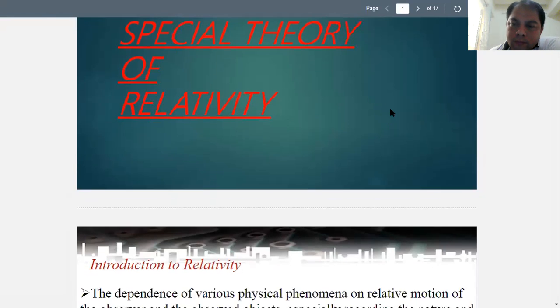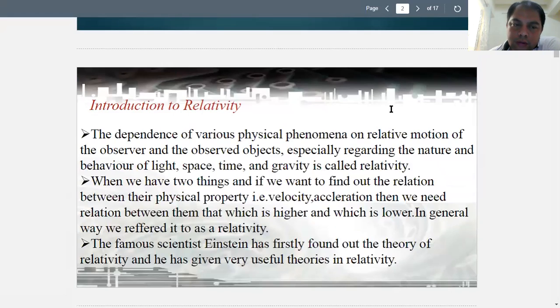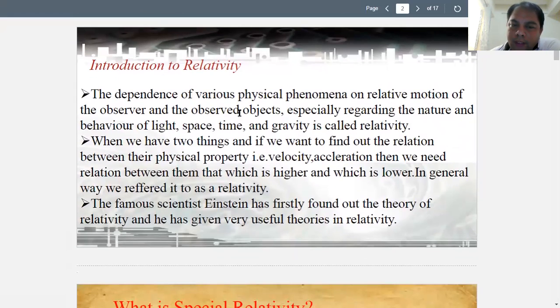Okay, so we will try to relate that to our idea of relativity. The dependence of various physical phenomena on relative motions of the observer and the observed objects, especially regarding the nature and the behavior of light, space, time, and gravity, is called relativity. When we have two things and we want to find out the relation between their physical property, like in terms of their velocity, then we need relations between them, which is higher and which is lower. In general, we refer to it as relativity.